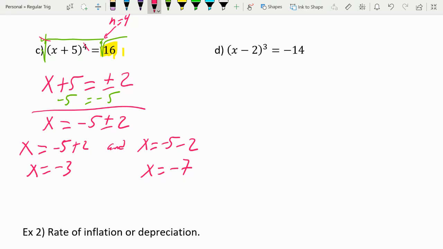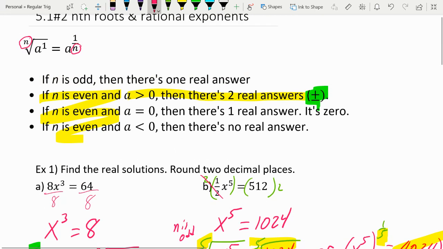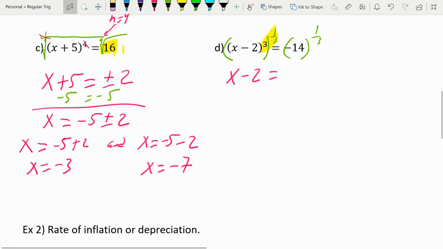Now you look over here, this last one. It's being raised to the 3rd power. So let's do it this way this time. I can raise that to the 1/3 power, because remember what happens when I have a power raised to a power? I multiply. 3 times 1/3 gives me 1, so that exponent goes away. So x minus 2 is equal to, well, n is odd. So I think we've done enough of those. N is odd. There's only going to be one answer. So negative 14 to the 1/3 power.